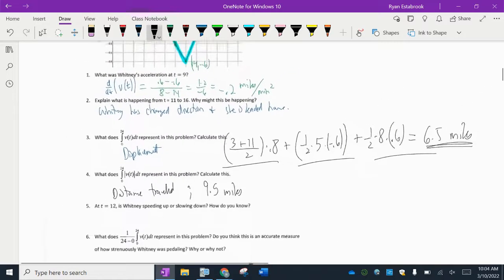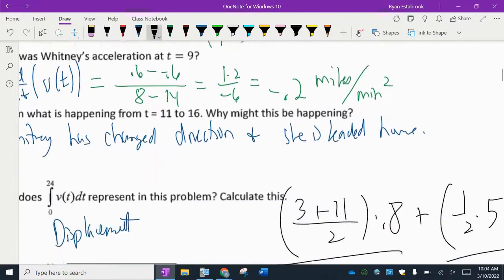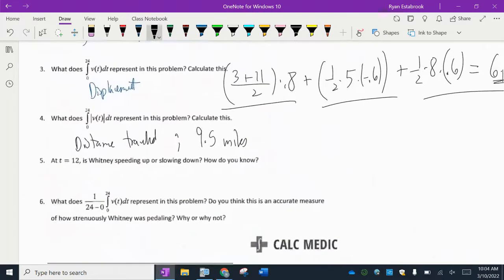At t equals 12, is Whitney speeding up or slowing down? So at t equals 12, I see her velocity is negative because this is a velocity graph. The slope right there is also negative, so her acceleration is negative. And since her velocity and acceleration have the same sign, that means she is speeding up. She's speeding up in the negative direction.